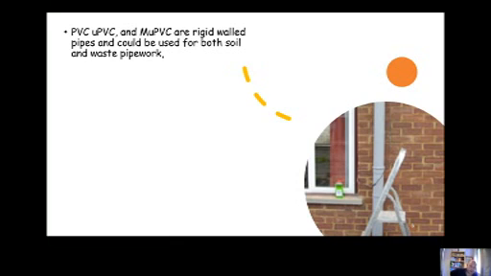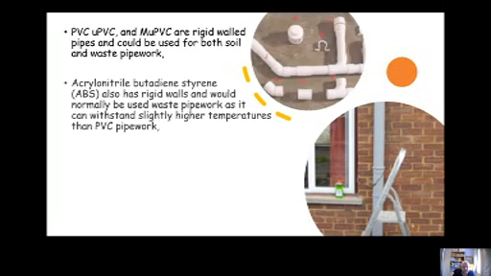PVC, it stands for polyvinyl chloride, and variations on PVC, UPVC, which is unplasticized polyvinyl chloride, MUPVC. They're all rigid-walled pipe, though they would be softened by heat. And they can be used for larger bore soil pipe work as well as the smaller bore waste pipe work.